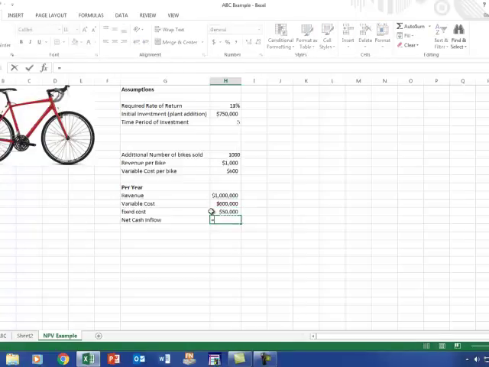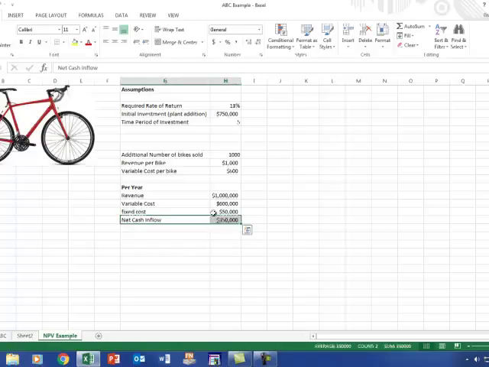So what we want to do first is find the net cash flow each and every year, assuming that we sell 1,000 bikes each and every year. Variable costs remain the same, and the additional fixed cost is $50,000. So my net cash inflow now is going to be $350,000. So what we want to figure out is whether, over 5 years, making $350,000 each year will cover this initial investment of $750,000 today.